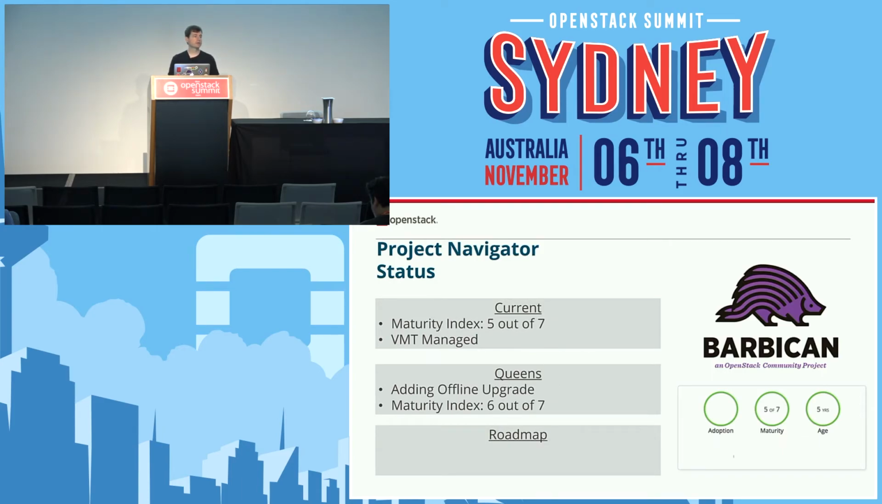So Project Navigator is the website run by the foundation that measures how mature a project is. We've made some good progress over the last couple cycles of boosting our maturity index from, I think, 2 a couple cycles ago, and now we're up to 5. During the Pike cycle, we got an additional index point by adding offline upgrades, and we're looking to have an additional point of maturity during the Queens cycle. And so that's our current maturity index.